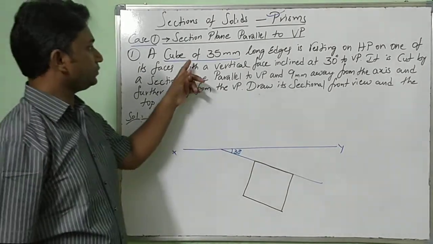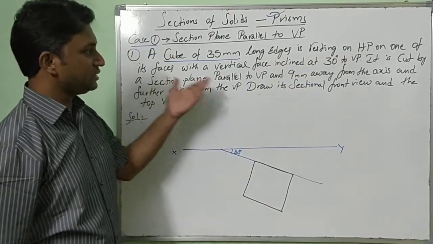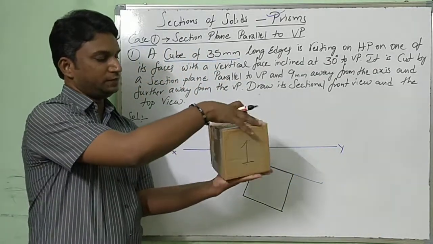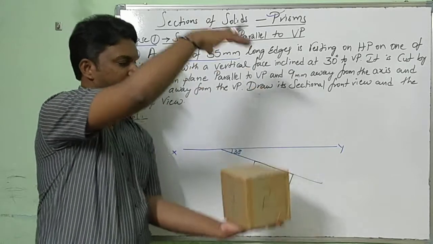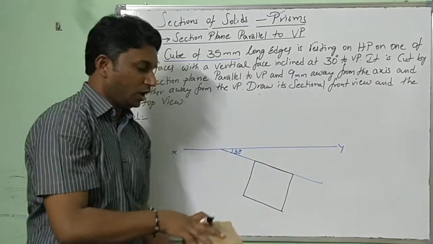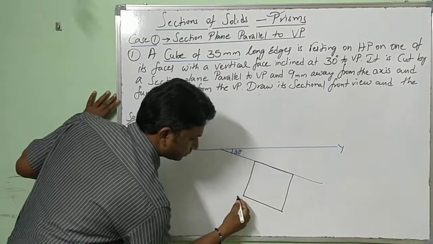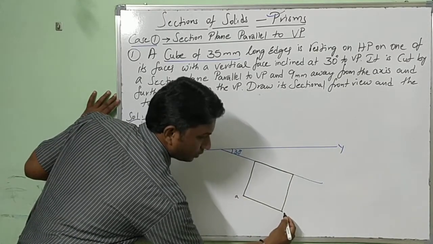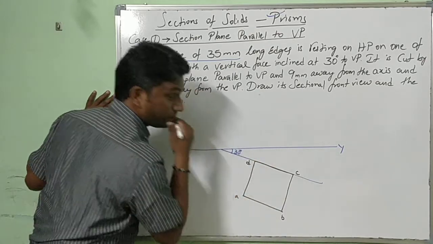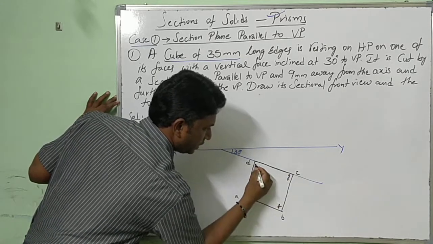A cube of 35 mm long edges is resting on HP on one of its faces, with a vertical face inclined at 30 degrees. In the top view, the vertical face is inclined 30 degrees. I have drawn the line and this square. How can you represent it? A, B, C, D outside. Inside, E, F, G, H.